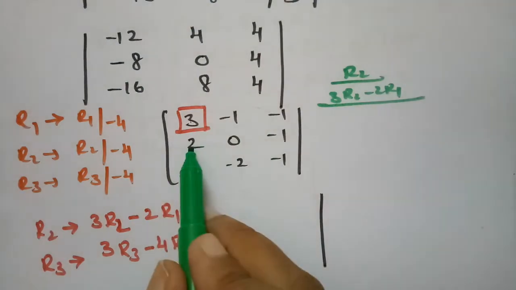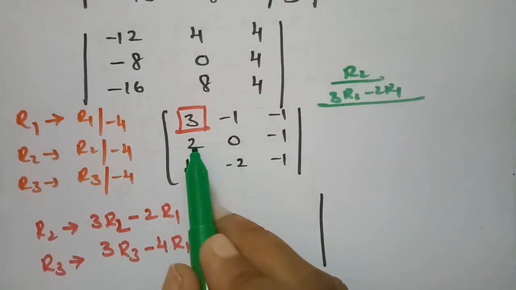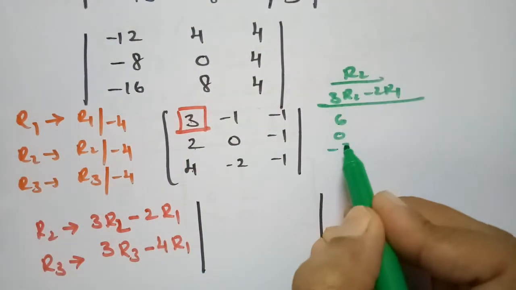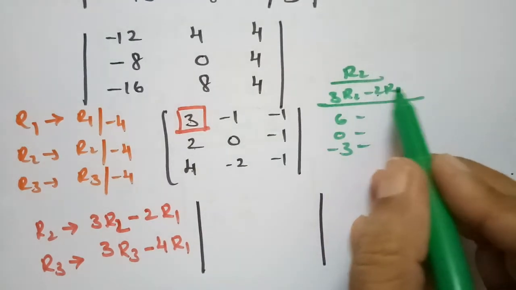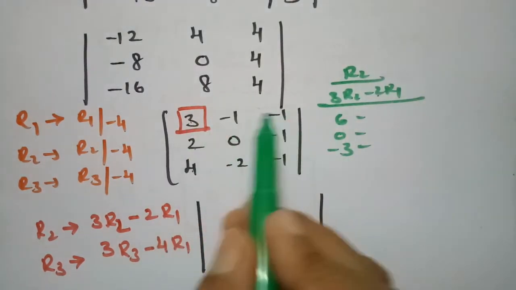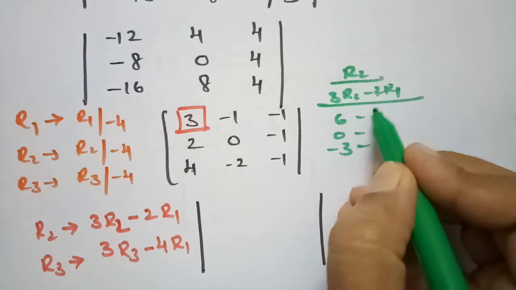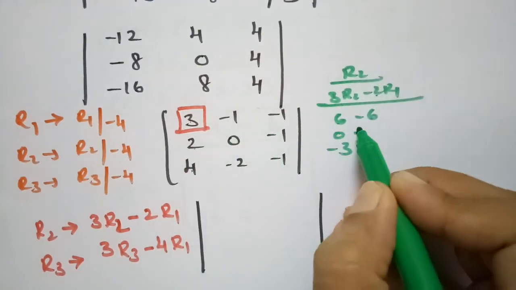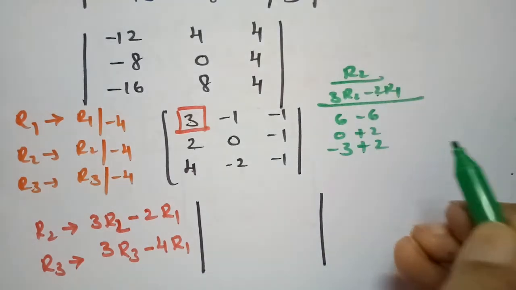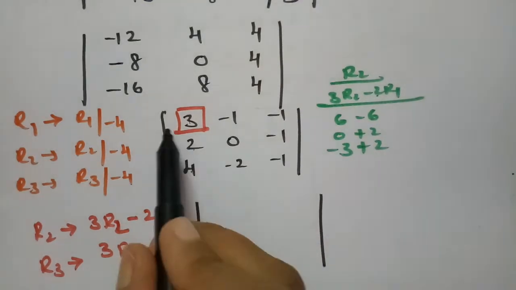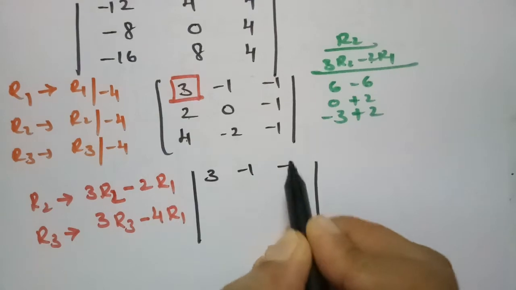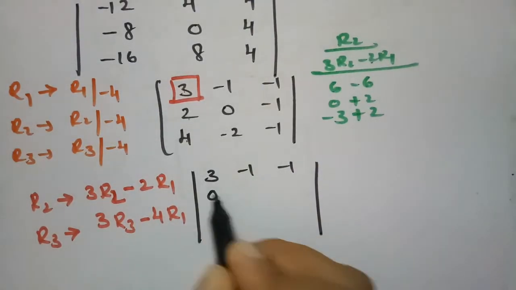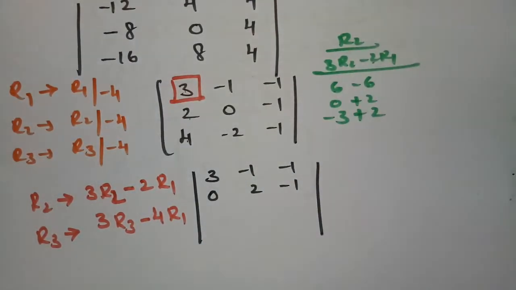So 3R2. So each and every element we have to multiply with 3. So this will be 6, 0, minus 3 and minus, and we have to multiply with 2. So this will be 6. So this is already minus. This is a 6. And this will be minus 2, and this is again minus 2, it will become plus 2. The first row is as it is, 3 minus 1 minus 1, and the second row is 0, this is 2, and this is minus 1.